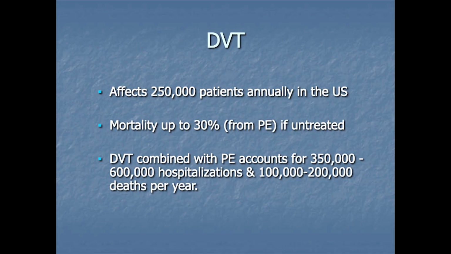250,000 people get DVTs. Mortality is from the pulmonary embolism. So why do we put you on blood thinners? To prevent you from getting a PE and dying. That's the real reason. It's got really nothing to do with the obstruction in your leg. It's to prevent you from dying from a PE. That's why we treat you.